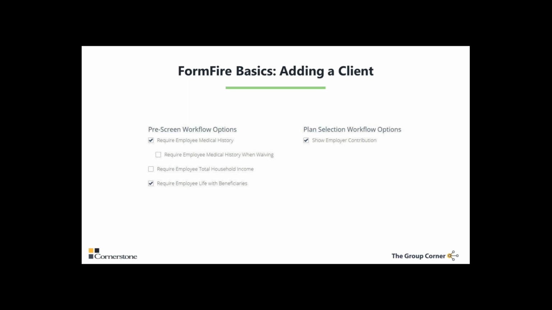As you're moving on down, you'll see the pre-screen workflow options. You need to check mark require employee medical history. If you do not check mark that, it won't ask any of the medical history questions that are required when doing the applications through FormFire to get underwritten quotes. So again, if that's not checkmarked, you'll have to checkmark it at a later date and everyone will have to go refill out applications again. Also, if you are selling life, we highly recommend requiring beneficiaries. At some point, it is a good idea to have beneficiaries on file if you're selling life.